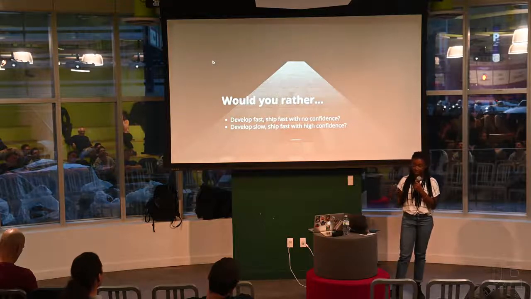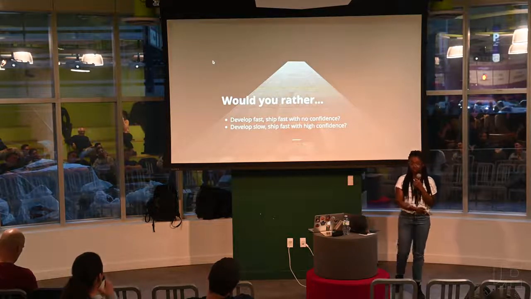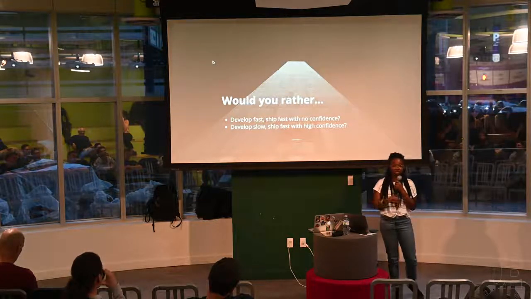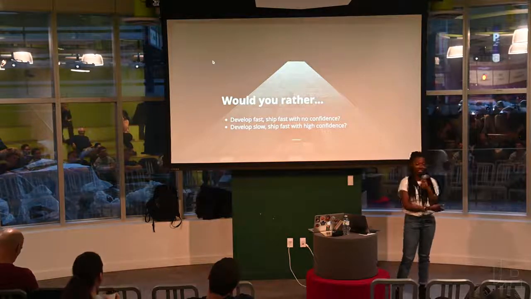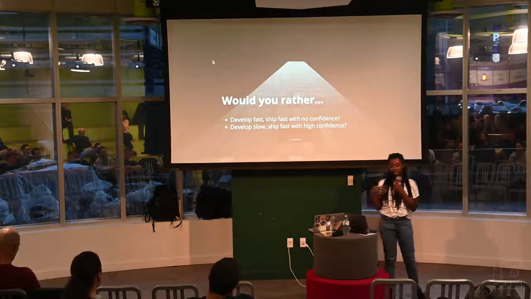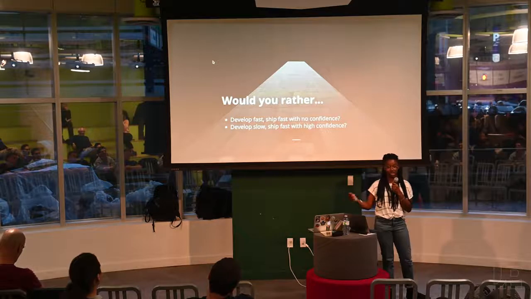Or would you rather develop slow by implementing TDD practices, and you can still ship fast because you've written tests, and then be fully confident that what you're pushing out to production is actually working as expected?